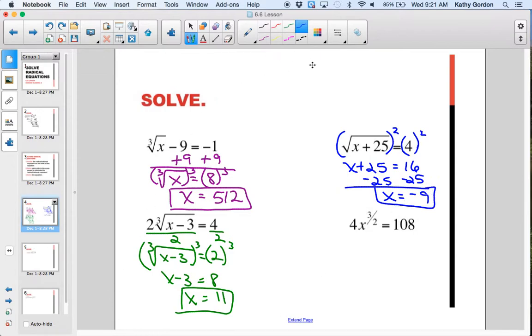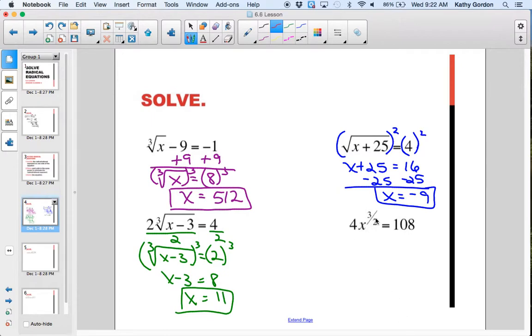All right, one more color. Let's go red. Last one, a little bit different. Instead of dealing with a radical, we're now dealing with a rational exponent. So what should we do first, Cheryl? First you should divide both sides.